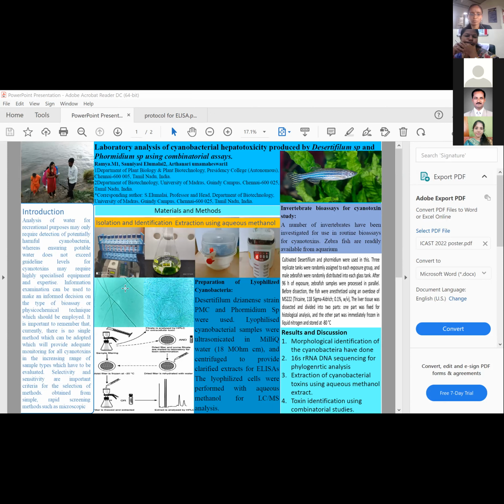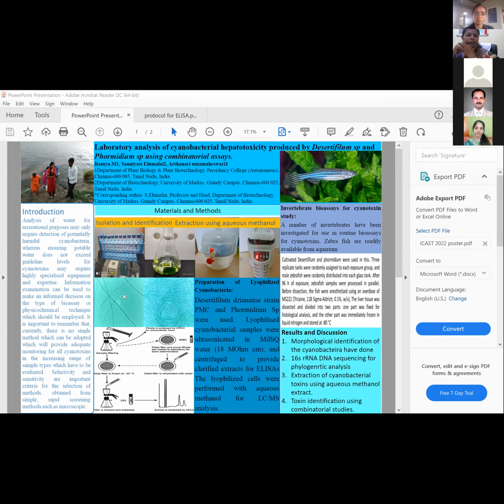From then I have isolated a single axenic culture, which was a difficult part. I isolated it and then morphologically identified these as Oscillatoriales and Phormidium. After that I went for 16S rRNA sequencing and found that this organism belongs to the Desertifilum species, and this one is a Phormidium species. I have submitted one to NCBI, whereas for this one I had to repeat the sequencing twice and am yet to get the report.